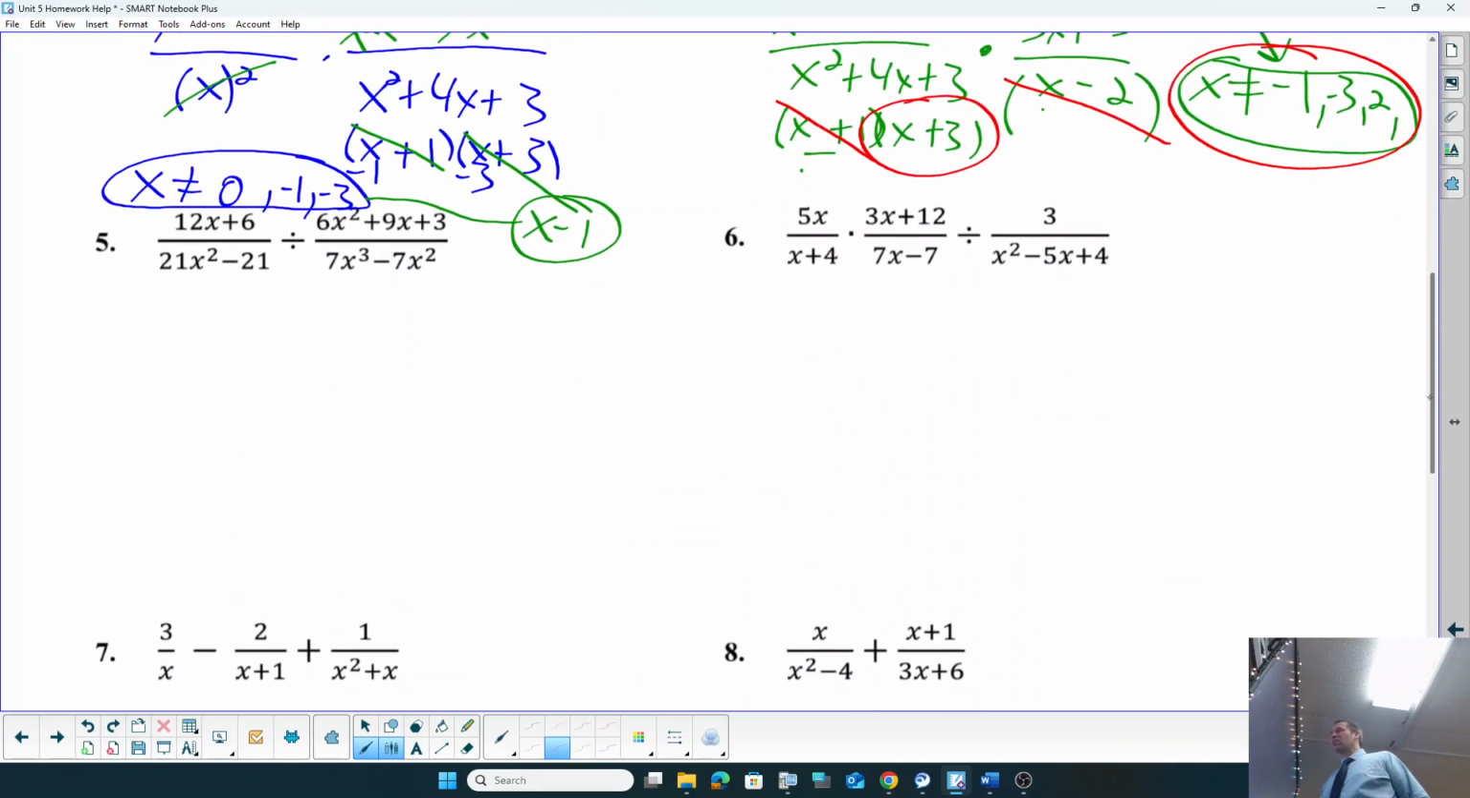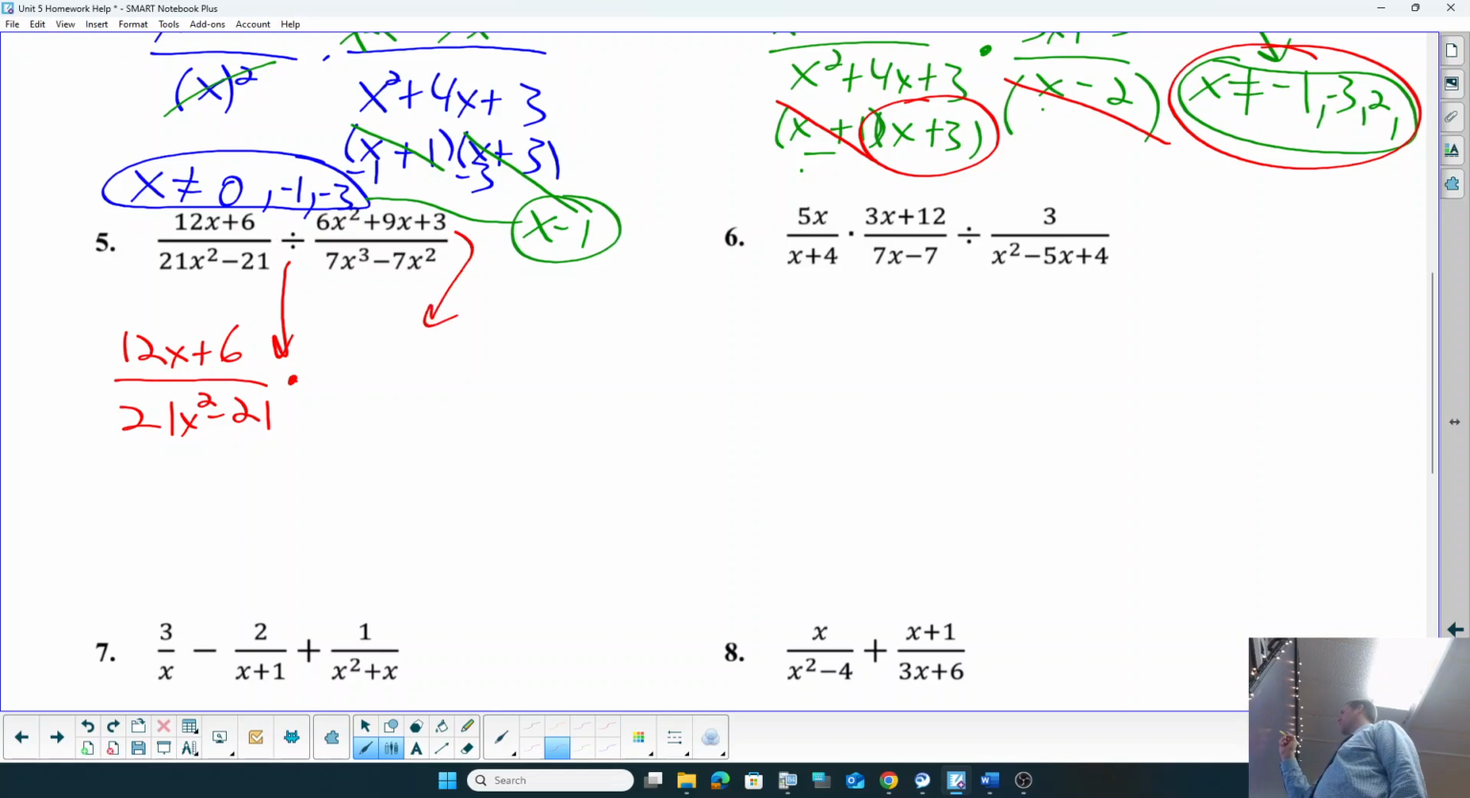Okay, keep, change, flip. You try it on your own first. Try it on your own first. Keep, change, flip. Try it on your own. Okay, let's see here. So we get 12x plus 6 all over 21x squared minus 21 divided by 6x squared plus 9x plus 3. Wait, keep, change, flip. So division becomes multiplication, and then we flip it. So we actually have 7x to the third power minus 7x squared. And that goes in the top because we're going to flip it. So then 6x squared plus 9x plus 3 goes in the bottom.